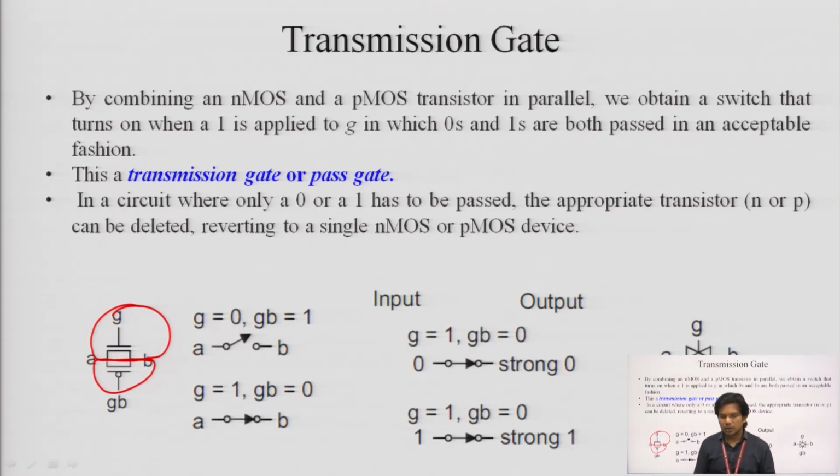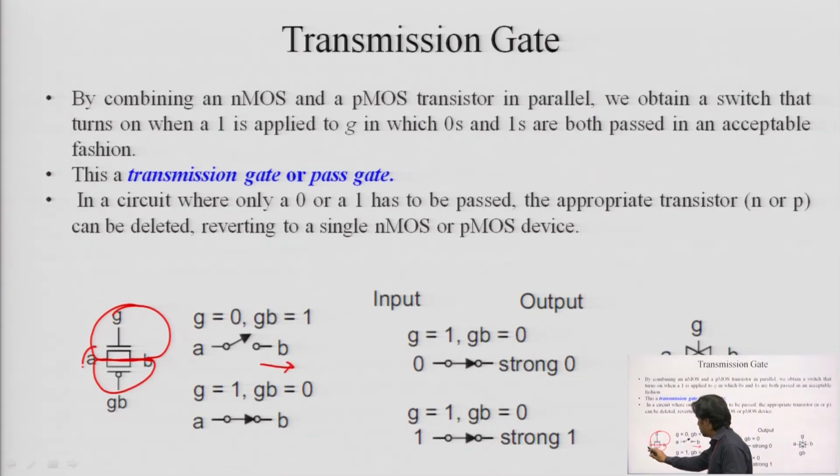So, this is also called a transmission gate or pass gate. In a circuit in which only a 0 or 1 has to be passed, the appropriate transistor, N or P, can be deleted, okay. So, reverting to a single NMOS or PMOS device, clear. So, this logic function is similar to what we have seen in the previous one.